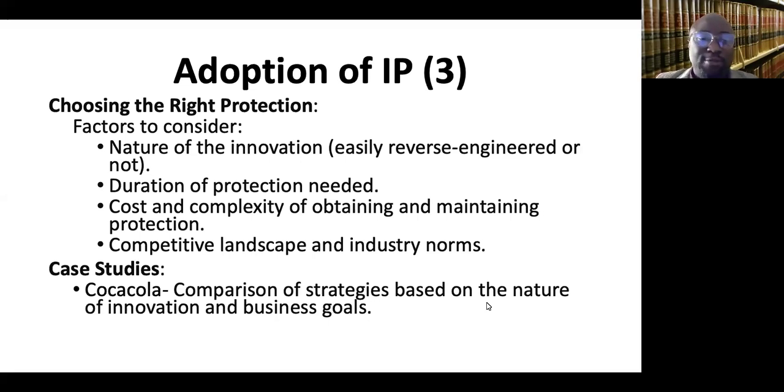So I'm going to quickly use the Coca-Cola beverage formula as a case study. Coca-Cola's formula is a well-known trade secret that has been closely guarded for decades. The nature of their innovation, which is a unique beverage formula, made it suitable for trade secret protection rather than patenting. Of course, this decision aligns with their business goals of maintaining exclusivity and preventing competitors from replicating their product. So that's a very good example.